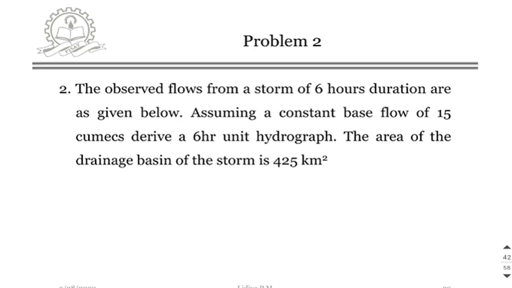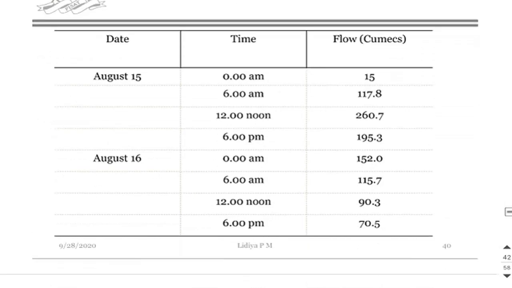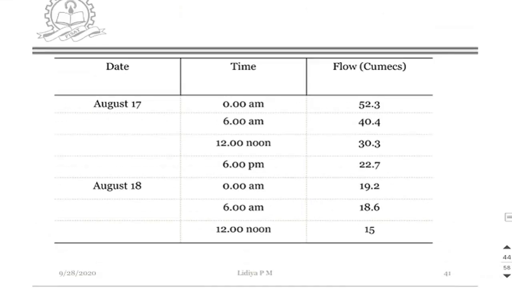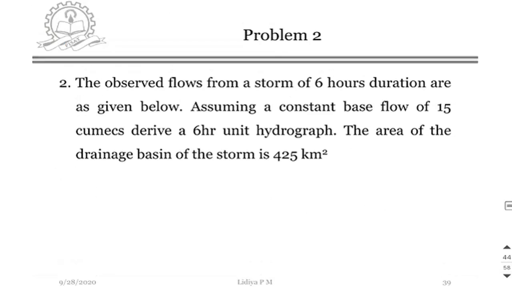Next question. The observed flows from a storm of 6-hour duration are as given below. Assuming a constant base flow of 15 cumecs, derive a 6-hour unit hydrograph. The area of the drainage basin of the storm is 425 kilometers square. So these are the data given. Next we'll go through the question. What we have to do? We have to derive a 6-hour unit hydrograph.